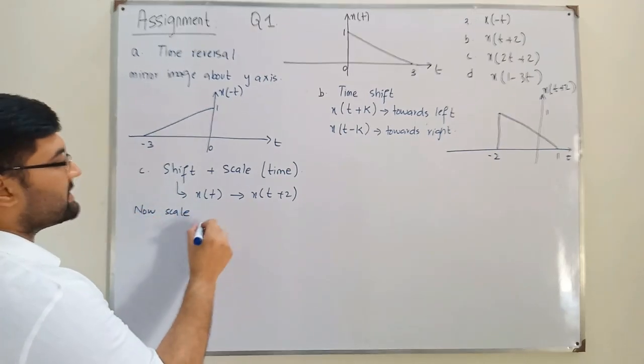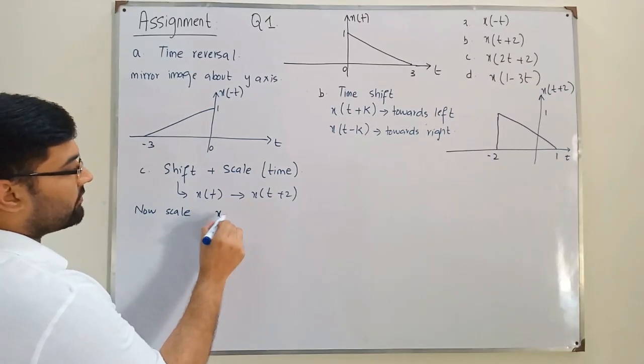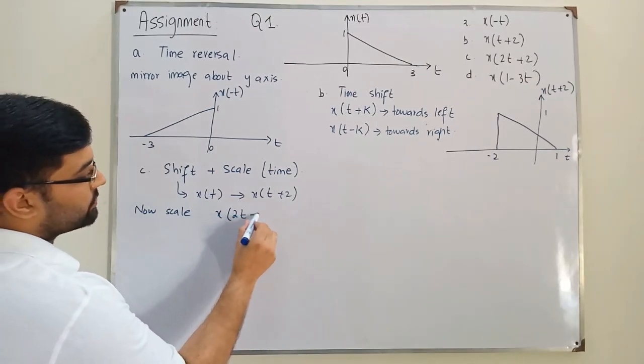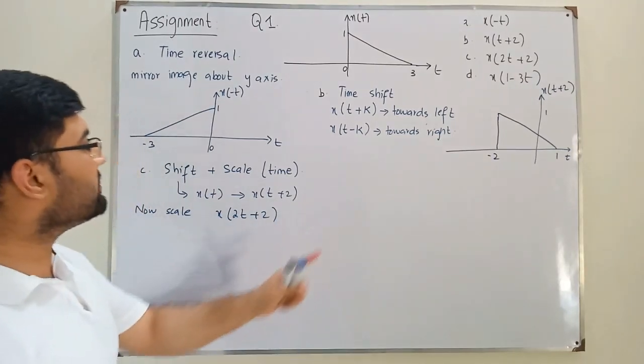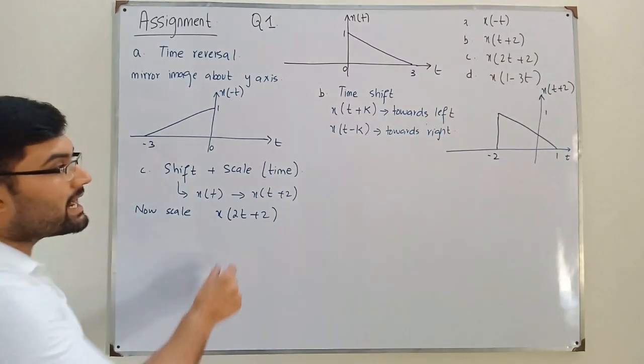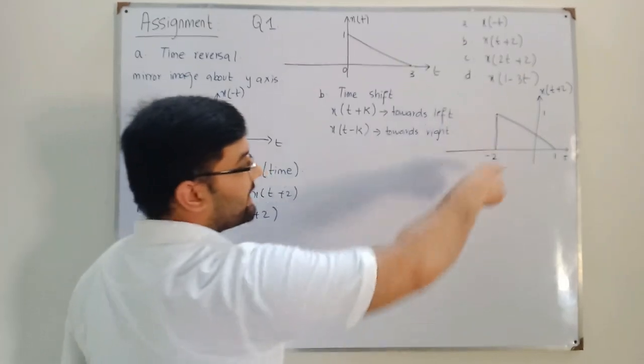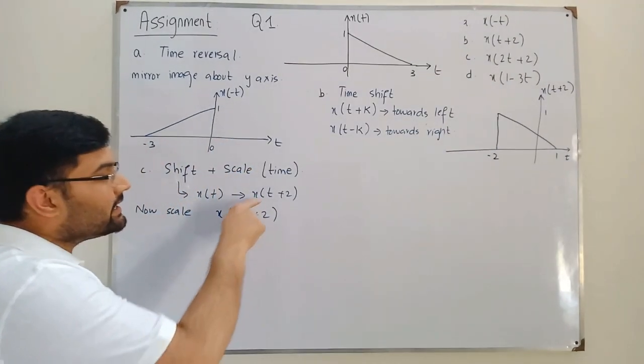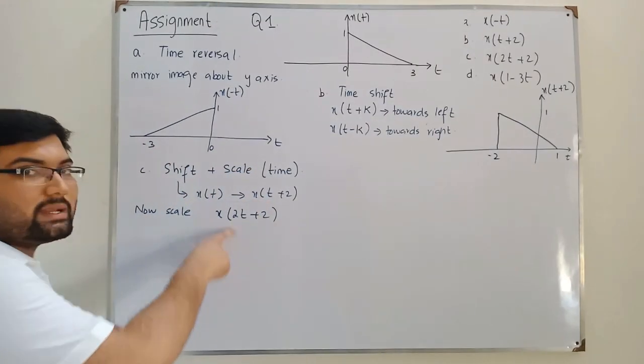So, what do you have in that case? You would have x of 2t plus 2. So, what do you have now in this case? 2t. So, now the time, you replace the time in the t plus 2 domain. You replace the time t, initially it was t, now you have to replace it with 2t.